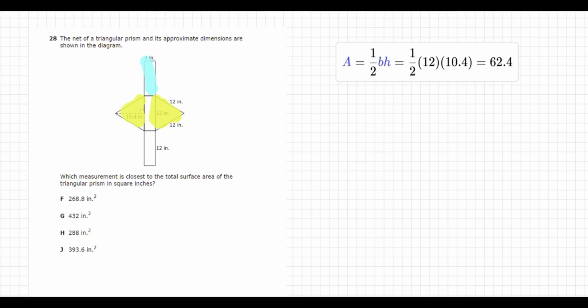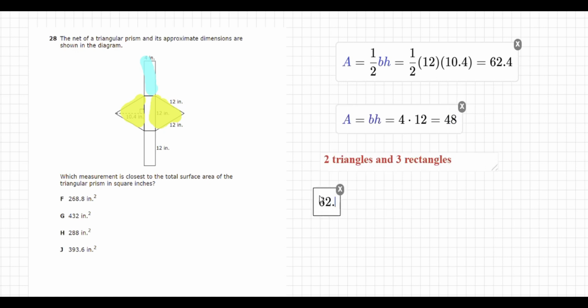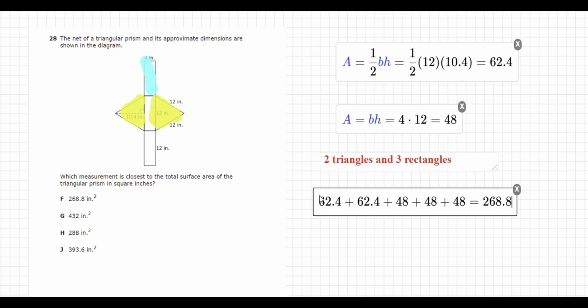The area of a rectangle equals base times height, which equals 4 times 12, equals 48. We have 2 triangles and 3 rectangles, hence the total area of the triangular prism equals 62.4 plus 62.4 plus 48 plus 48 plus 48, which equals 268.8 square inches. Therefore, F is the correct answer.